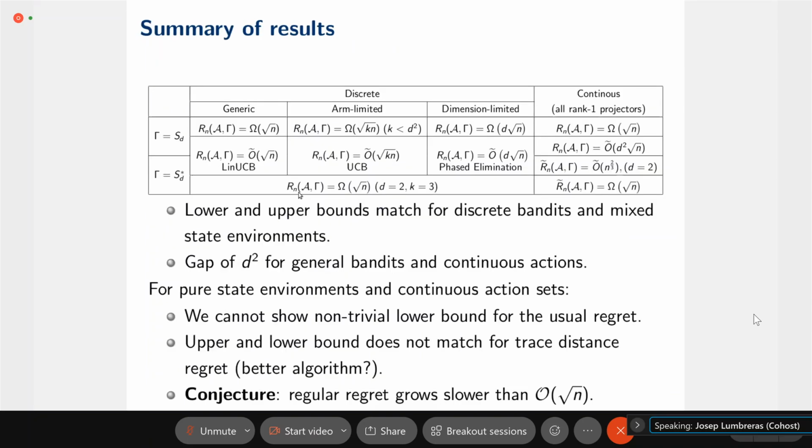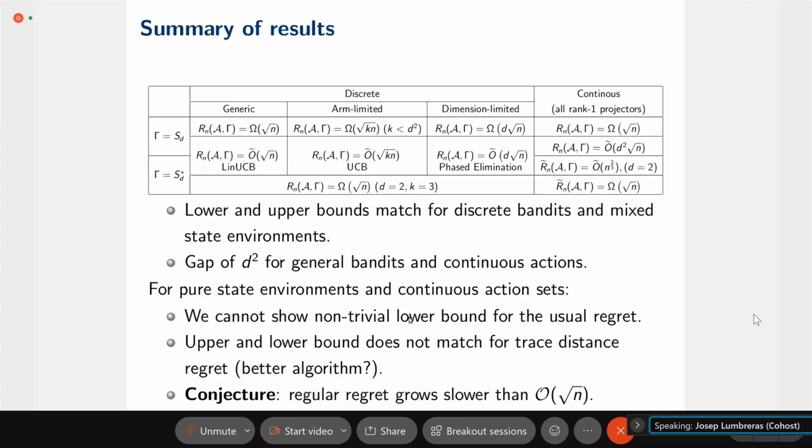Just for a summary of results, we have the lower and upper bounds. They match for the discrete case of actions. But we have a gap of d square for general bandits, so that they contain all rank for continuous action set with rank 1 projectors. So we have this gap of d square that I commented on before.